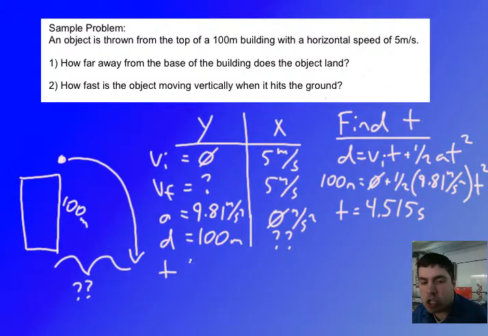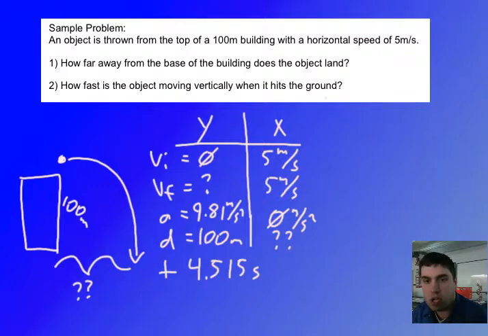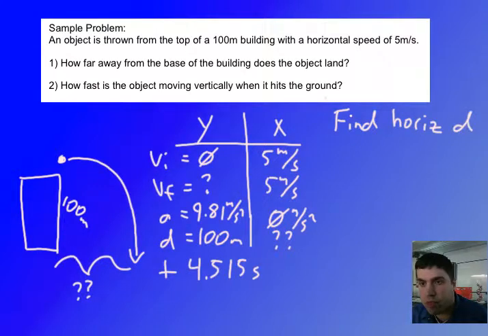Now time is special because that's the one quantity that applies to both the horizontal and the vertical parts of this motion. So it's going to go in both columns. Now that I know the time, we can figure out how to find the horizontal distance, or how far away from the building this object is going to land.